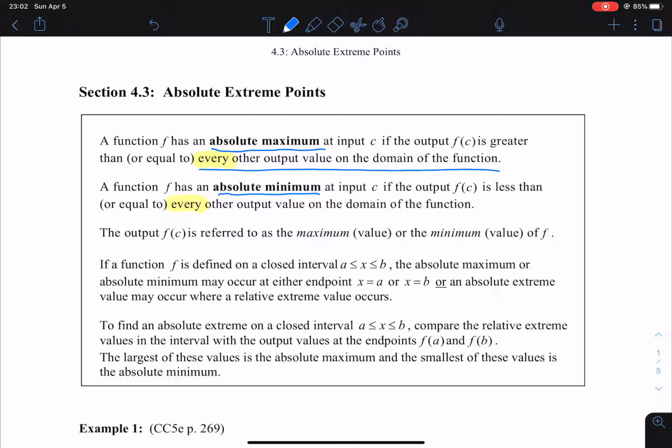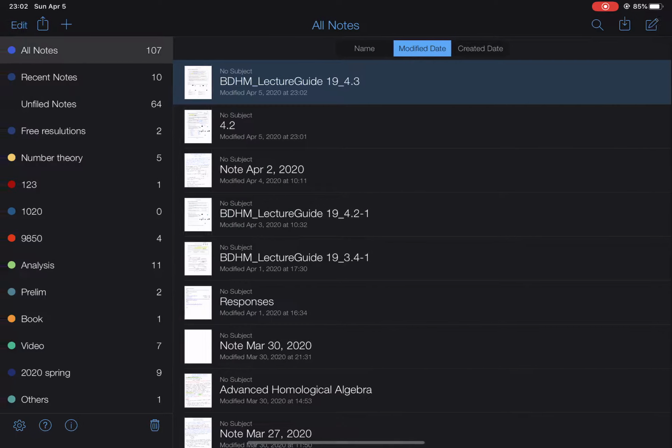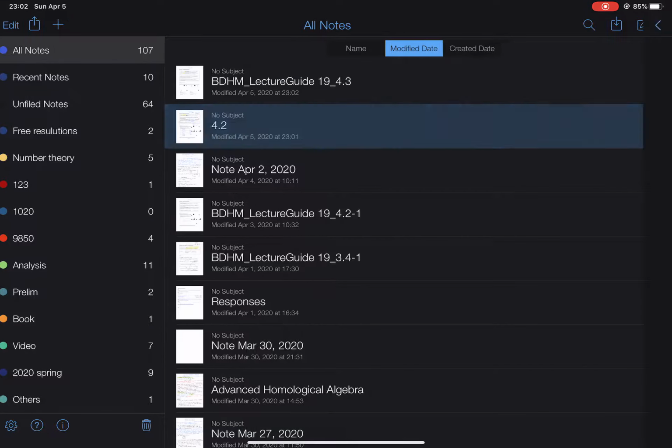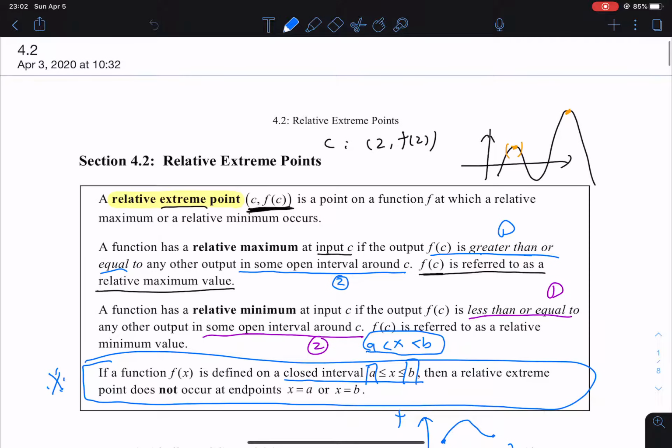So remember, what is the definition for relative extreme points? Relative extreme point, and the keyword is any other output in some open interval around c. So we say this point is actually a relative maximum point if the function value f of c is greater than any other point around it.